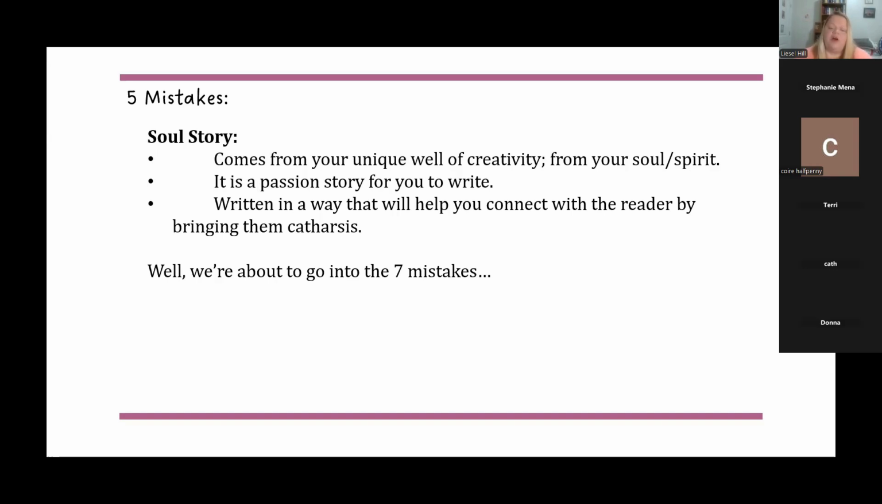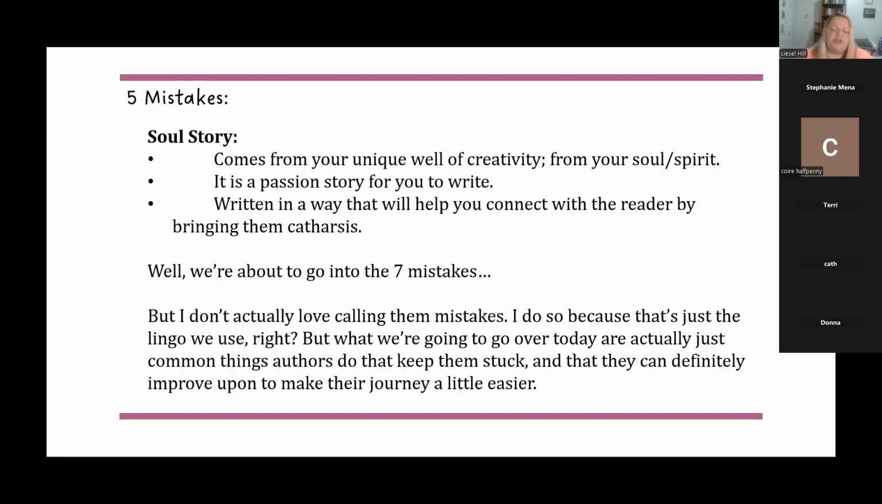So we are about to go into the 7 mistakes. Again, it's 5 plus the 2 bonus, but before we do, I also want to say that I don't actually love calling them mistakes. I do that because that's just the lingo that we use, right? But what we're going to go over today are actually more just common things that authors do that keep them stuck, or maybe things that they don't do that they should, right? But these are things that can definitely be improved upon and pretty easily to make your writing journey a little bit easier.